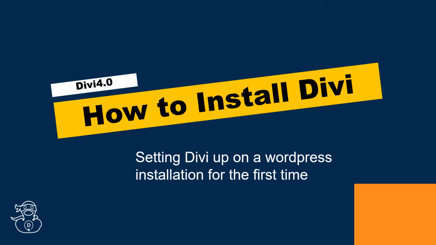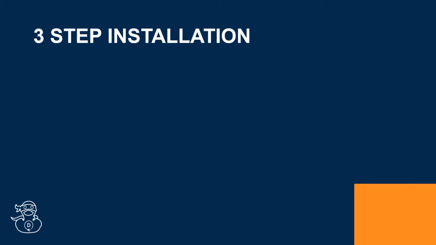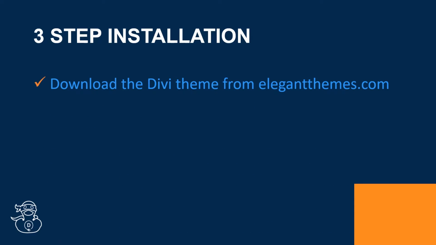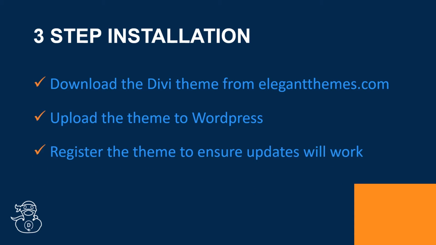Today I'll share how quick and easy it is to install the Divi theme. We'll break this video up into 3 steps. The first step, download the Divi theme from Elegant Themes. Step 2, upload the theme to WordPress. And step 3, we'll register the theme to ensure that updates will work. That's it. After these 3 steps, you'll have a Divi site ready for you to build the site of your dreams. First, let's go and get the theme.